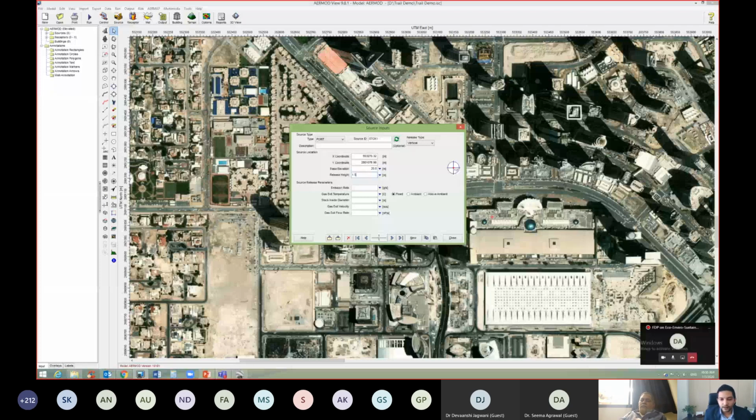Emission rate of the particulates from this chimney we are considering as 1 gram per second. The temperature we are considering as 240 degrees centigrade, and the stack diameter as 0.1 meter. Diesel generator stacks are very narrow. Gas exit velocity is about 35 meters per second, and then it automatically calculates the gas exit flow rate. DG as the source, and now we have created a source, which you can see here.